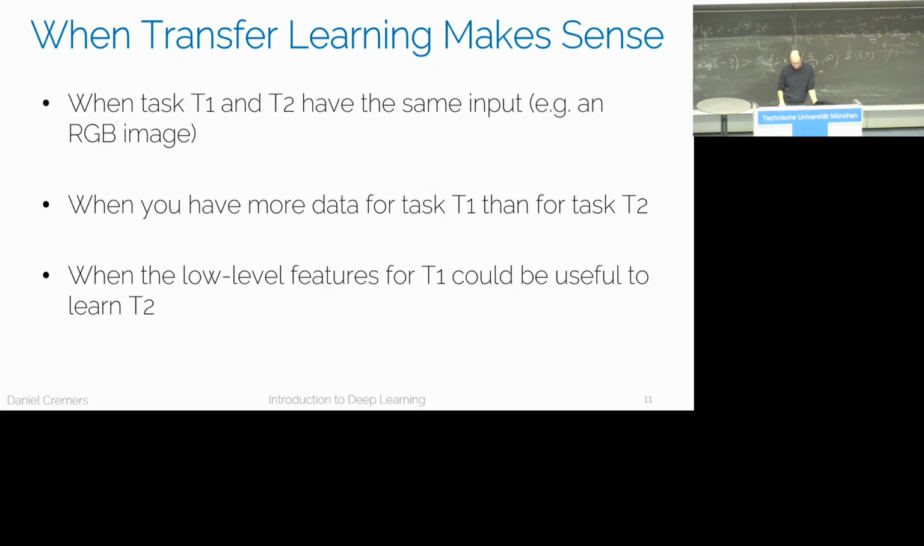And very often it makes sense if the low-level features that work for task 1 could be useful to learn the task T2. Question is always, how do you know, right? Sometimes you can only find out by trying. But it's very popular and it allows the whole computer vision and machine learning community to build up on some of the pre-trained networks that are out there. And there's a lot out there by now.